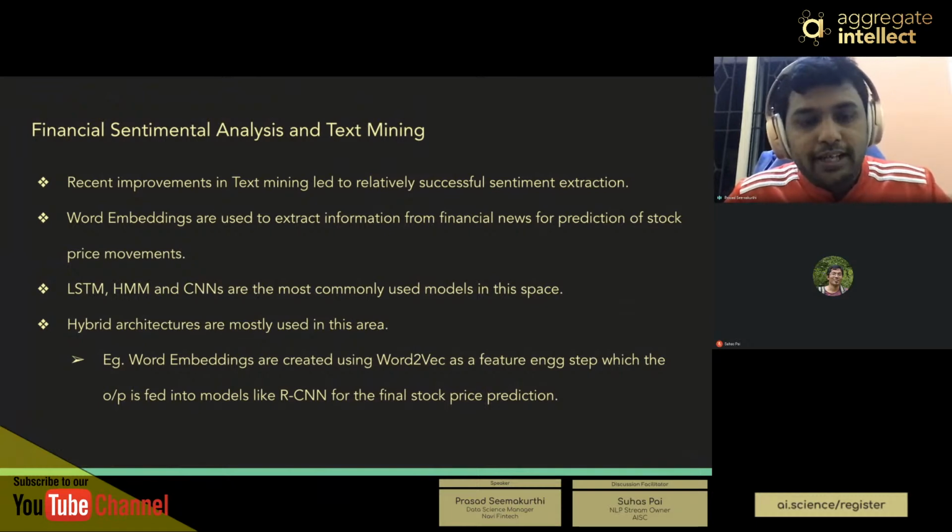Typically, people take the unstructured data and convert it into word embeddings using deep learning techniques like word2vec, etc., and they feed that to the final deep learning architectures like LSTMs, CNNs, etc., for the final prediction. In this area, again, a lot of innovation is happening. People are trying to come up with hybrid architectures. For example, word embeddings are created using word2vec as a feature engineering step, and the output is fed to recurrent convolutional neural networks for the final stock prediction.